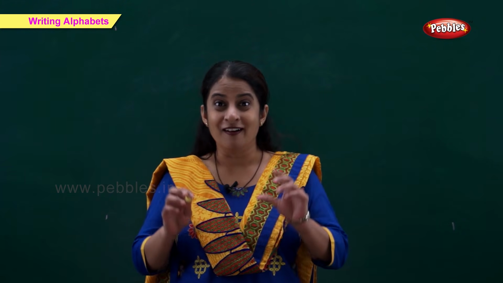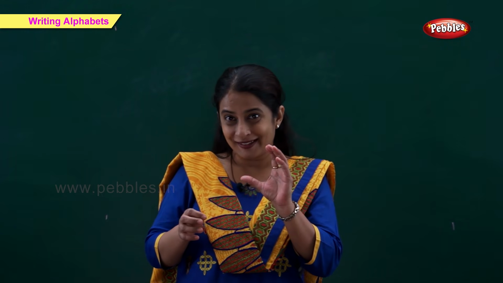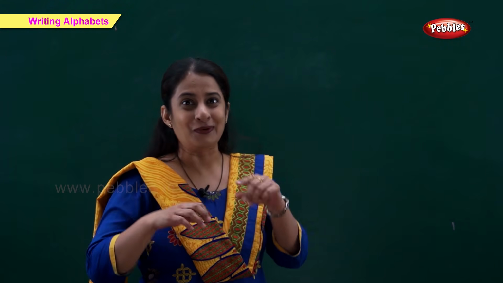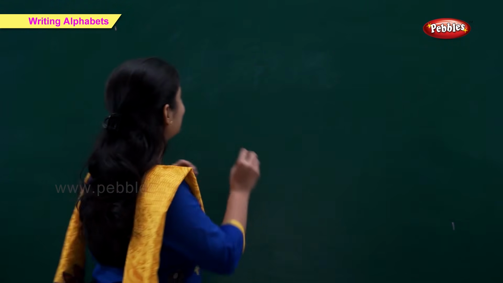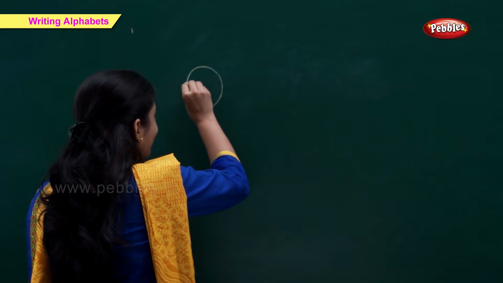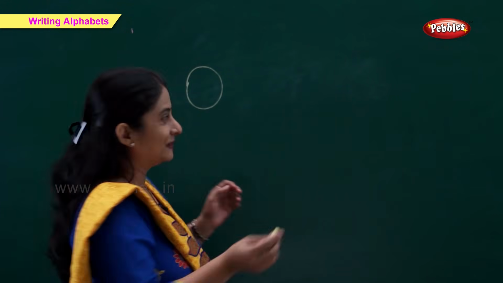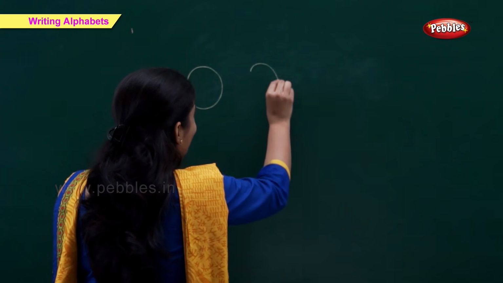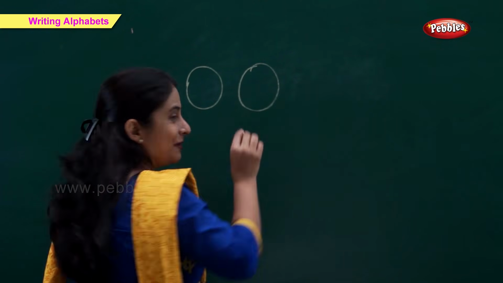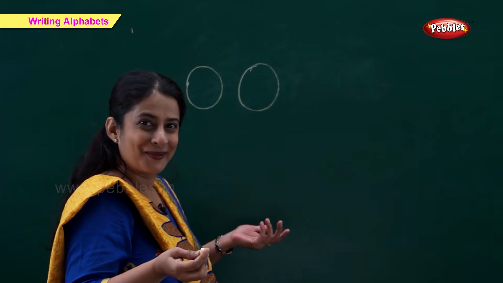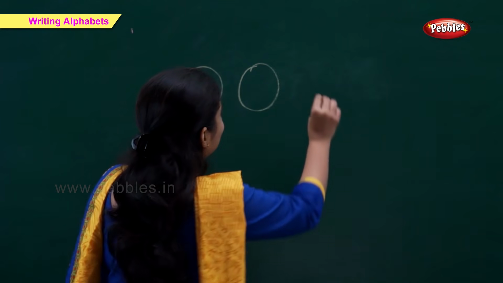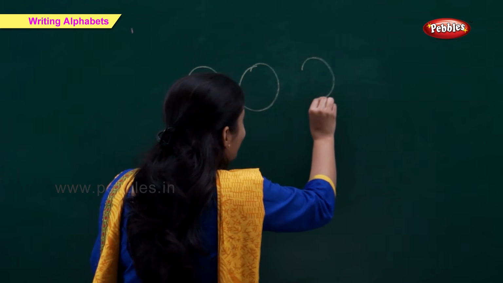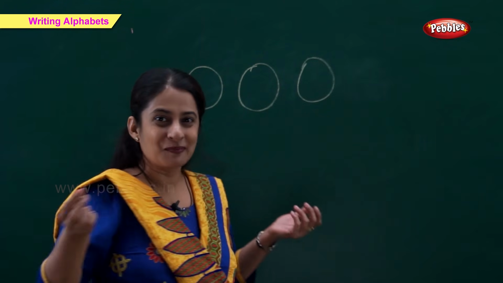Now we are going to write a very simple letter. It looks like a ball. Round and round goes O. O. Round and round goes O. Small o.